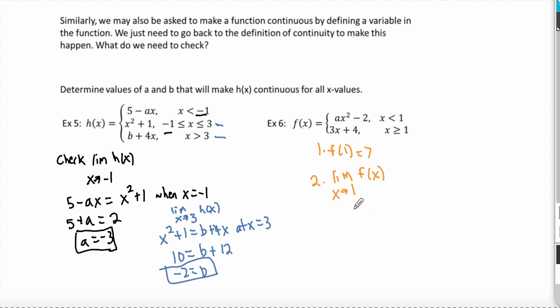So if the limit exists, that means ax squared minus 2 has to equal 3x plus 4 when x equals 1, that breaking spot there. So when x is 1, that would have a minus 2 equals when x is 1 there, that'd be 7. That's where the point is. So in order for the limit to exist, that means a would need to be 9. Because if a is 9, the limit exists and is 7 and matches up with the point. So a has to be 9, and we're finished.